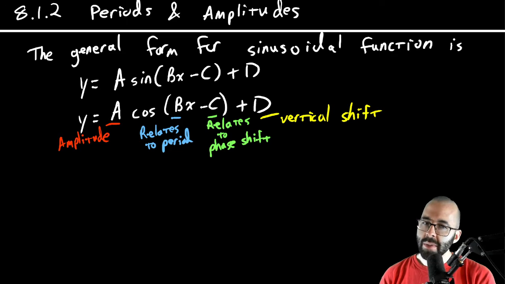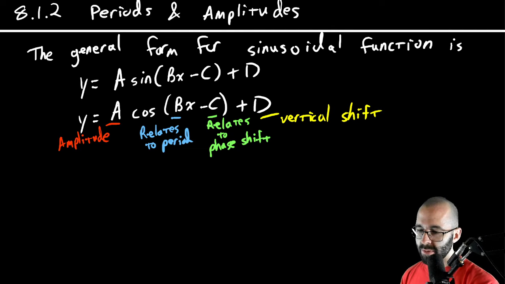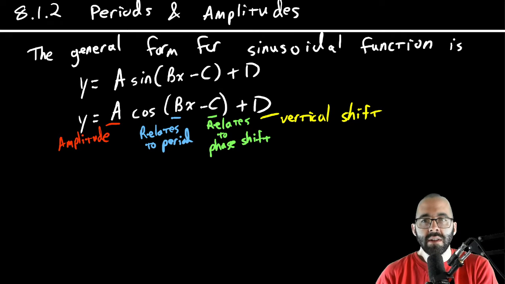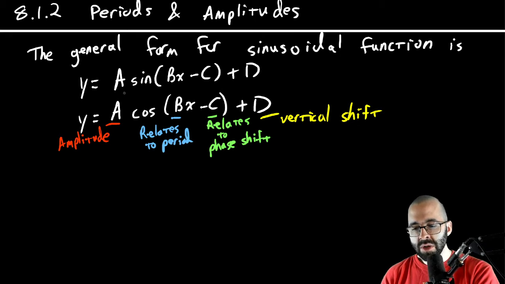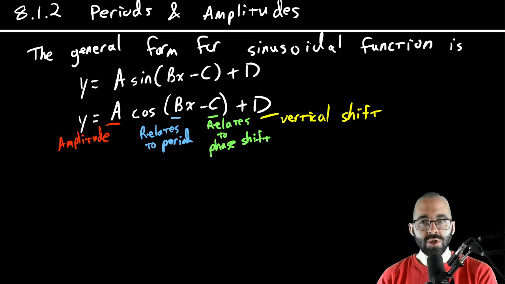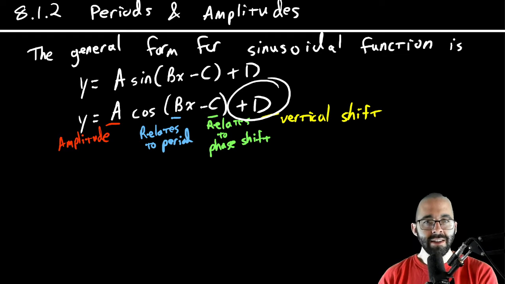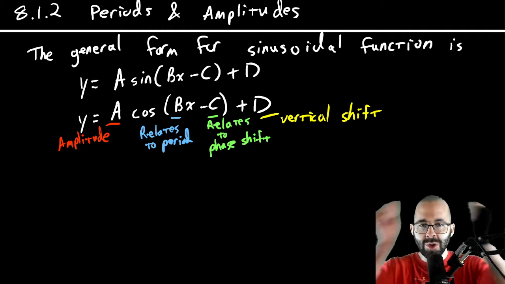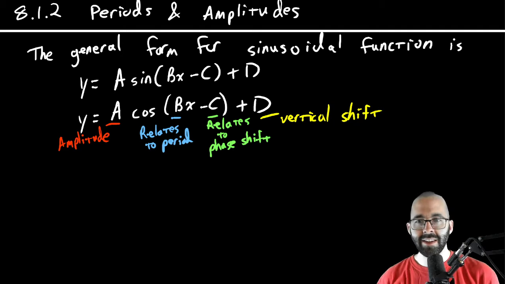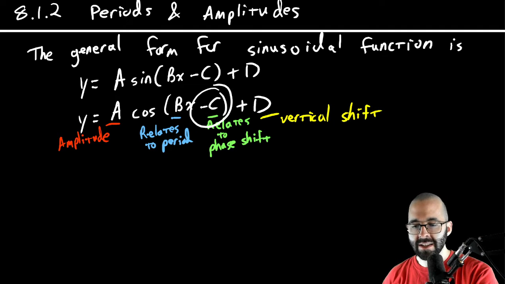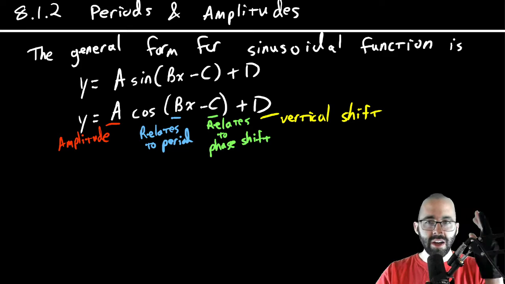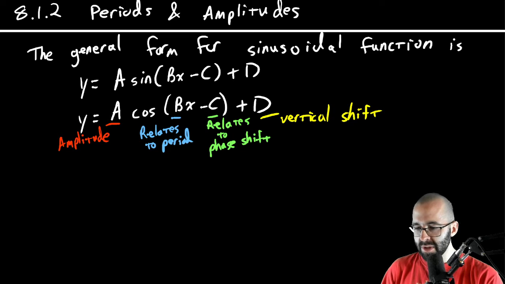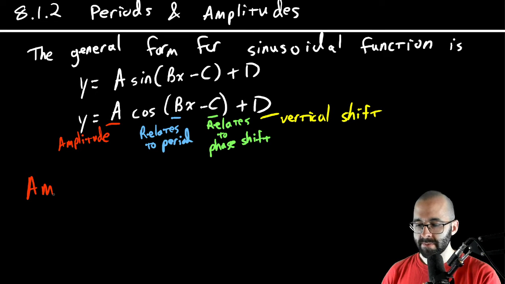And if you remember function transformations from pre-calc 1, that's all these are, right? A is multiplying on the outside of the function. That's a vertical stretch. D is being added to the outside of the function. That's a vertical shift. B is being multiplied on the inside. That's a horizontal stretching or compressing. And then C is subtraction on the inside. That's going to be a horizontal shift. So that's all these are right here. We'll talk about them a little bit more in depth, but let's start with the first one, amplitude.